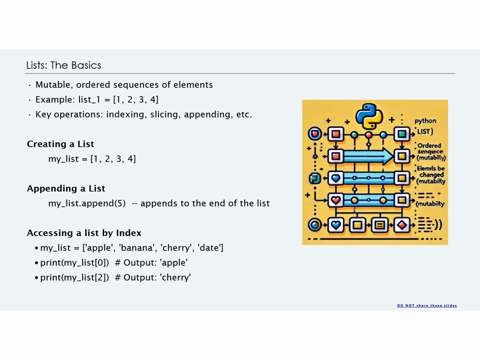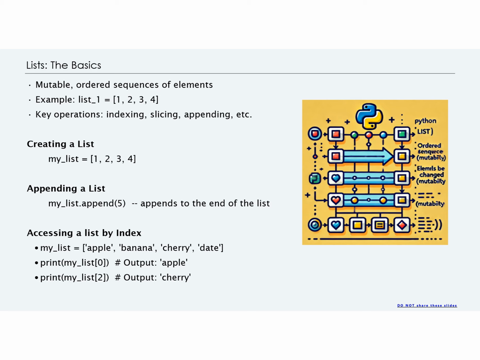Lists are mutable, meaning you can change them, and they're ordered sequences of elements. Think of them as a versatile way to store collections of items. For instance, you can create a list like this: list1 = [1, 2, 3, 4]. Key operations include indexing, where you access elements by their position, slicing to get sublists, and appending to add new items. For example, using mylist.append(5), you add 5 to the end of your list.